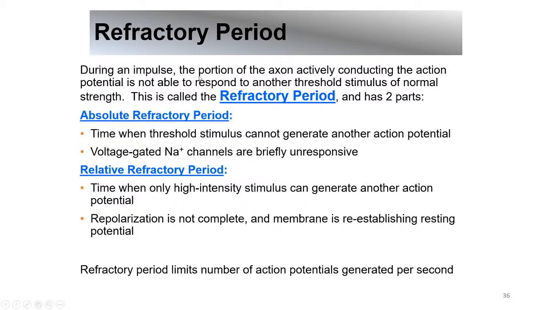All right, so during an impulse, the portion of the axon that is actively conducting the action potential is not able to respond to another threshold stimulus of the normal strength. And this is called the refractory period, which has two parts: the absolute refractory period and the relative refractory period. So during the absolute refractory period, this is the time when the threshold stimulus cannot generate another action potential. No matter how big the stimulus is, you cannot generate another action potential during the absolute refractory period. And the reason for that is that the voltage gated sodium channels are blocked. They are not able to respond.